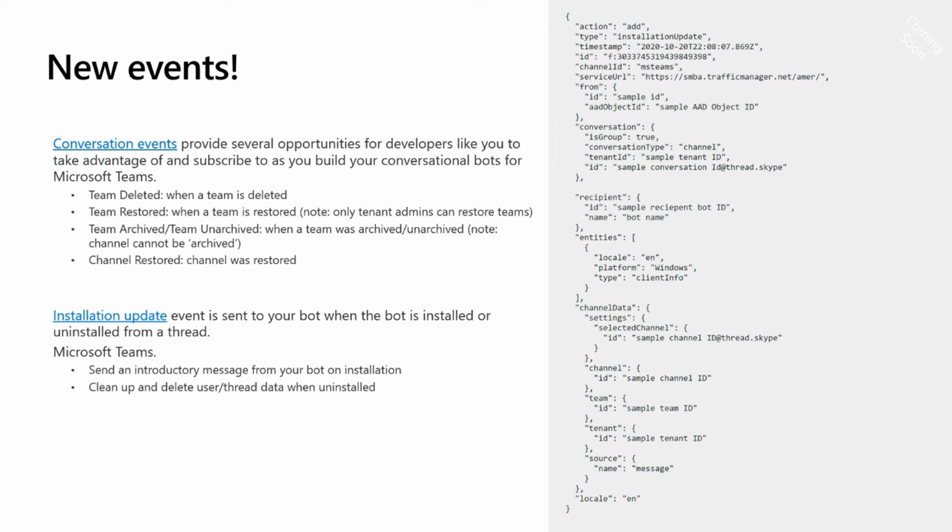So one of the events that we released last year that we think is going to be relevant to a lot of bot developers is the installation update event. So every time your application or your bot is installed or uninstalled from a thread, you will get this event. And two critical scenarios you can use this for are, number one, you can use it to send an introductory message from your bot on installation. And two, on uninstall, you can use it to clean up and delete any user or thread-specific data and meet your privacy requirements.